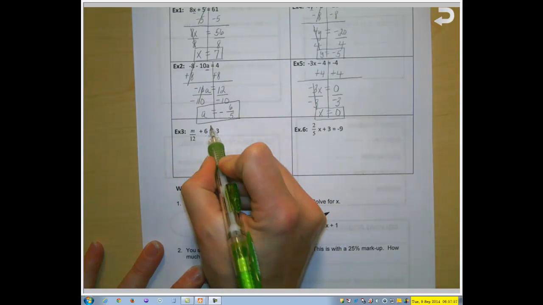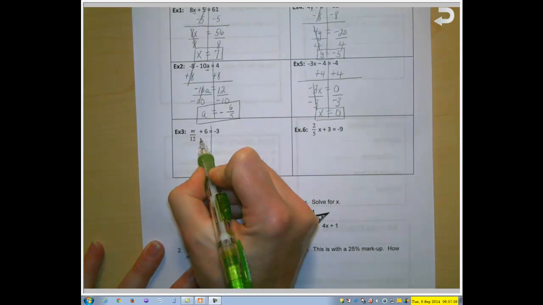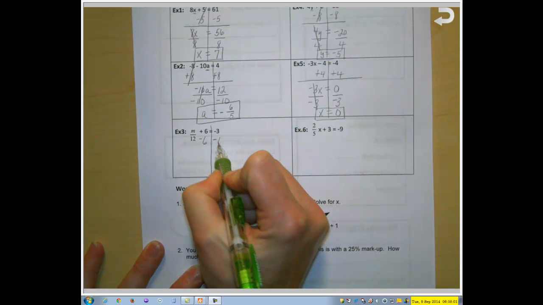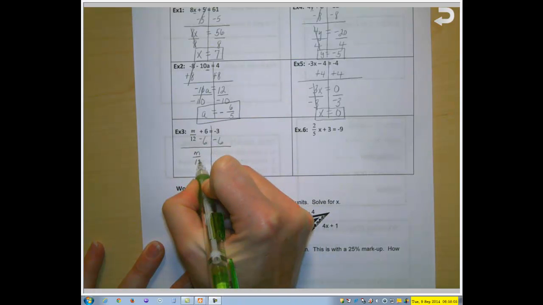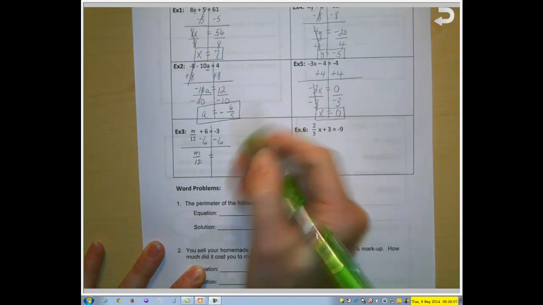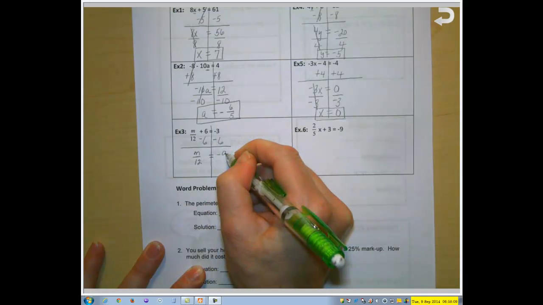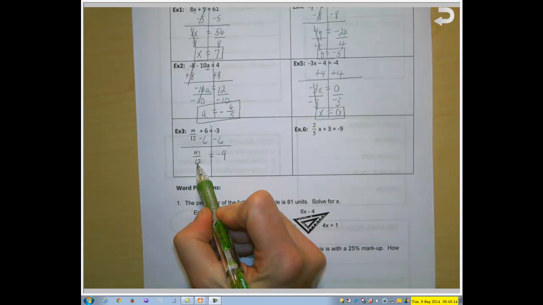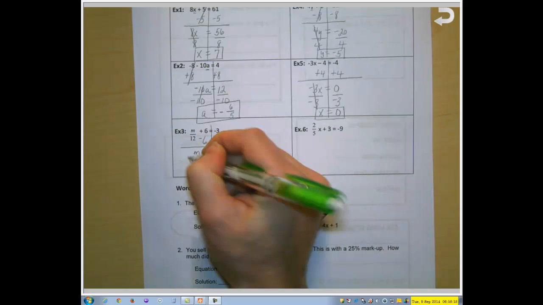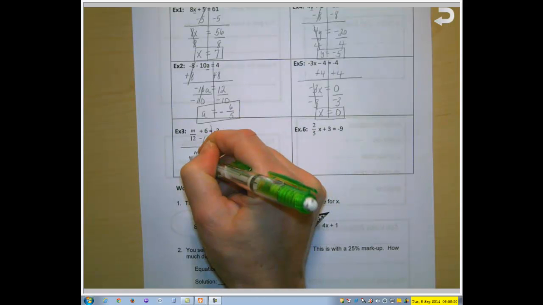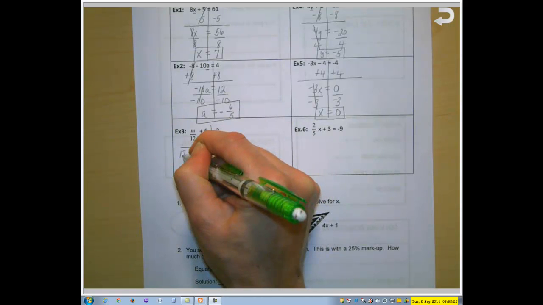Okay, example 3. We need to do the inverse operation of addition. So we subtract 6 from both sides. This leaves us with m over 12 equals negative 9. Now we need to do the inverse operation of multiplication, or of division, which is multiplication. So now we are going to multiply both sides by 12.